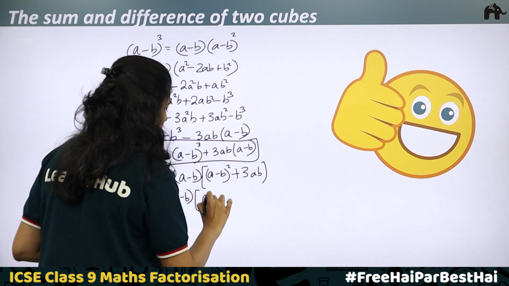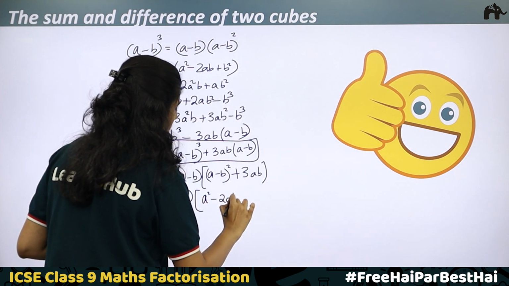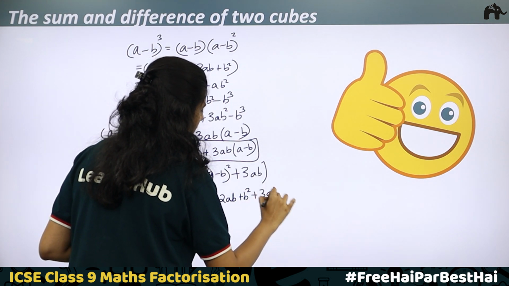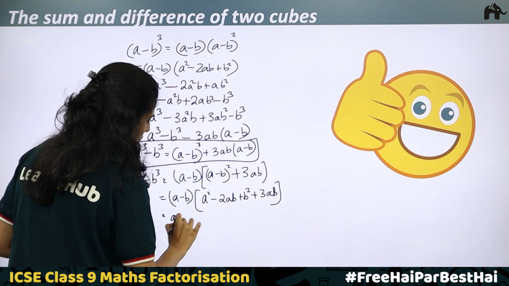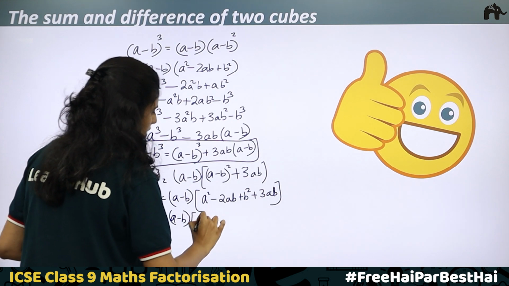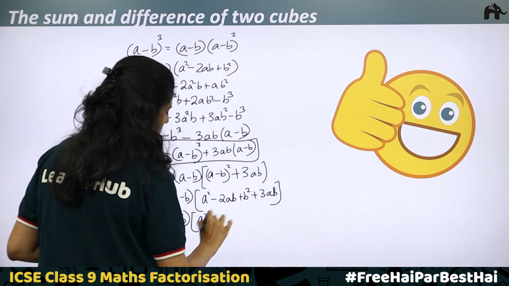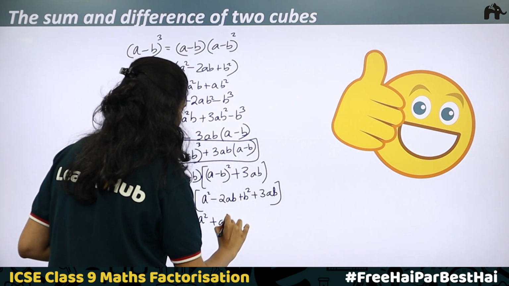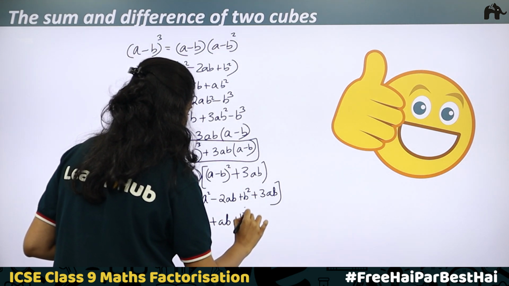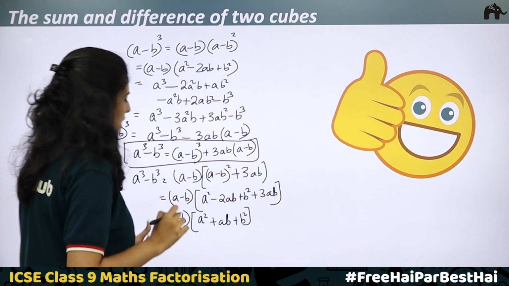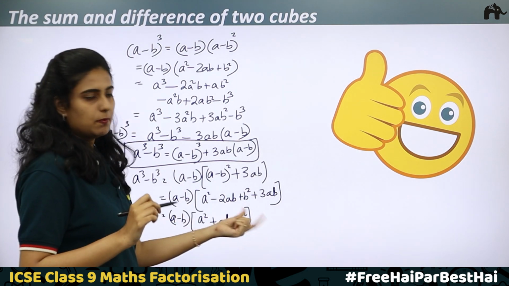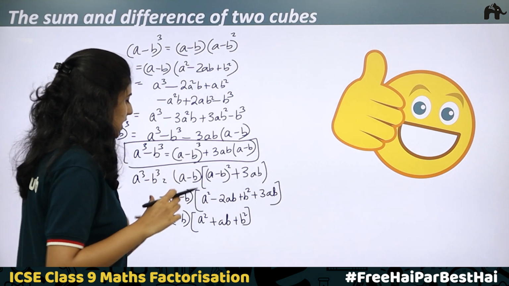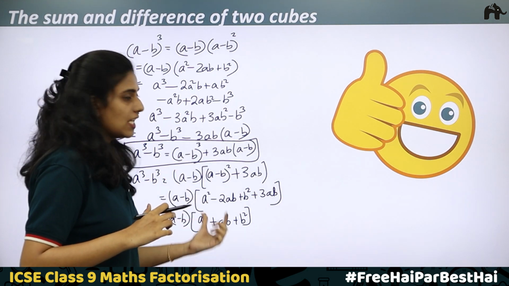What do we get? a square minus 2ab plus b square plus 3ab, which is equal to (a minus b) into (a square minus 2ab plus 3ab plus b square), which is (a minus b) into (a square plus ab plus b square). So the factors of a cube minus b cube are a minus b and a square plus ab plus b square.